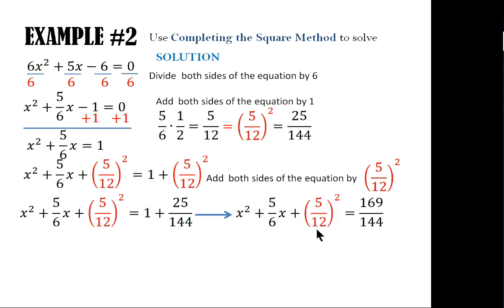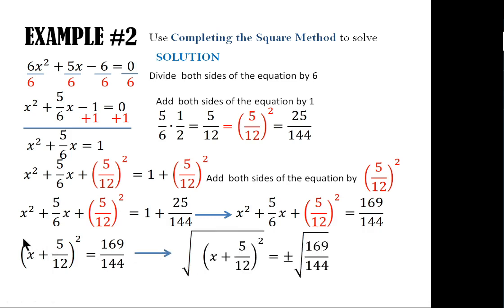Notice that this is now a perfect square trinomial. So this is equal to x plus 5 over 12 squared, because when you multiply x plus 5 over 12 times x plus 5 over 12, the product is x squared plus 5 over 6x plus 25 over 144. So this is 169 over 144. Next step, we're going to get the square root of the terms in both sides. So this is the square root of quantity x plus 5 over 12 squared is equal to plus minus the square root of 169 over 144.